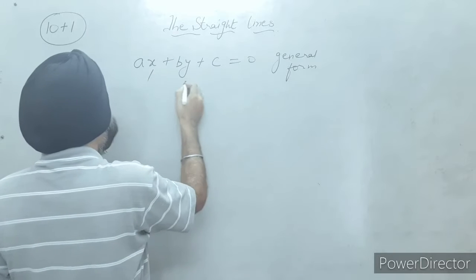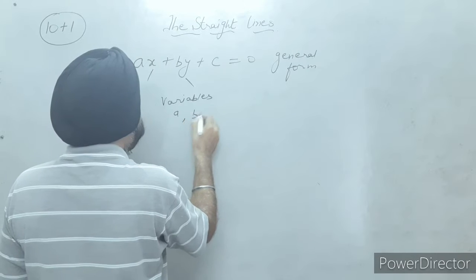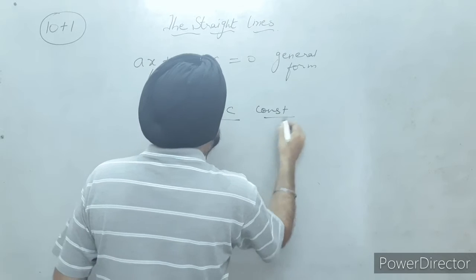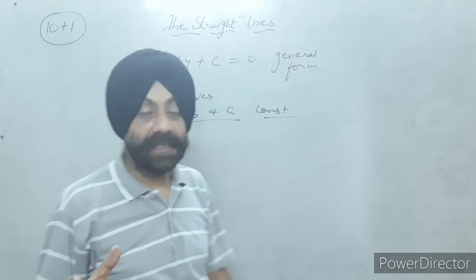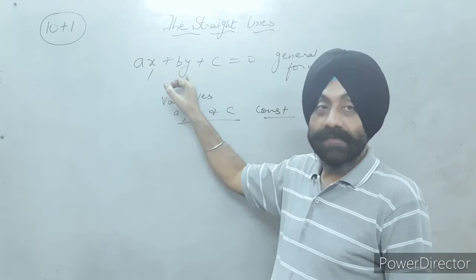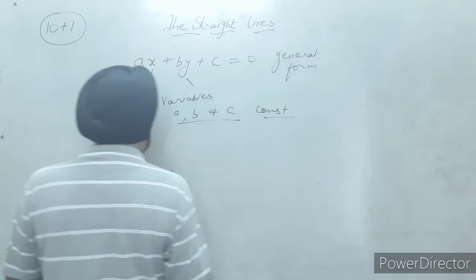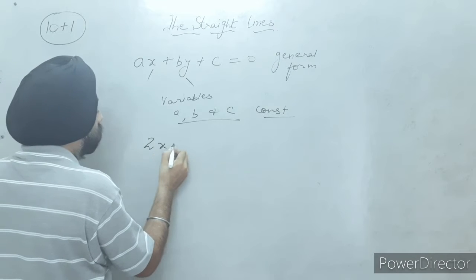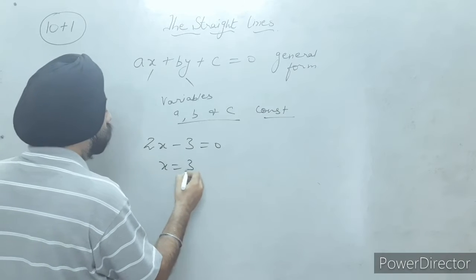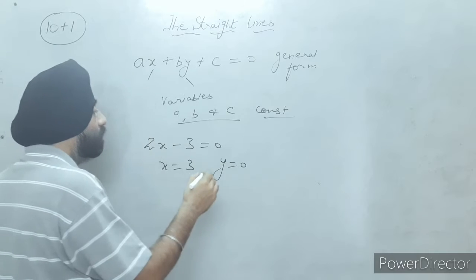Right? In which x and y are the variables. A, B and C are constants. That means a straight line in general form can be expressed in two variables, but the degree of the variable should be 1. Or it can be a single variable, just like I give you an example, 2x minus 3 equals 0, it is a straight line. Or even x equals 3, it is a straight line.